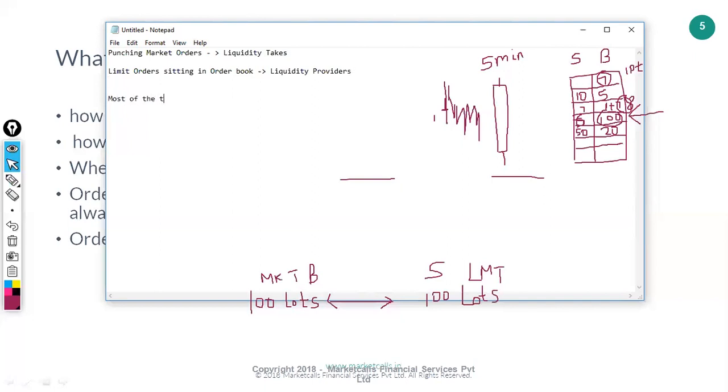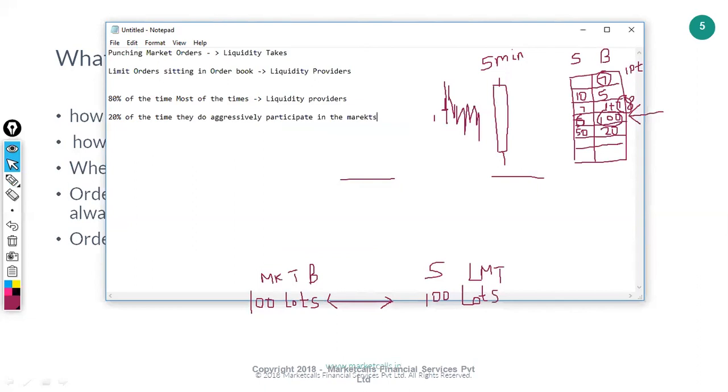institutions, when I say most of the time, you can have a rough number: 80% of the time, institutions play the liquidity game, and mostly they are the liquidity providers. And yes, 20% of the time they do aggressively participate in the markets, but they don't participate aggressively all the time. Otherwise, they would be moving the markets all the time.